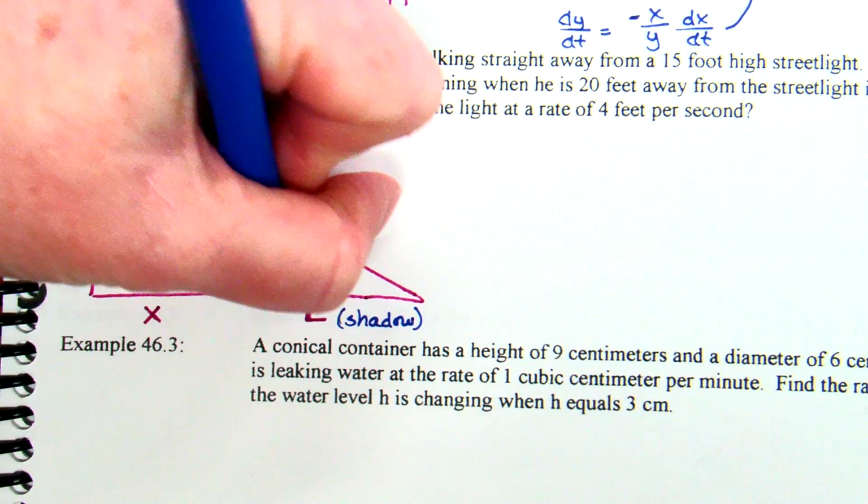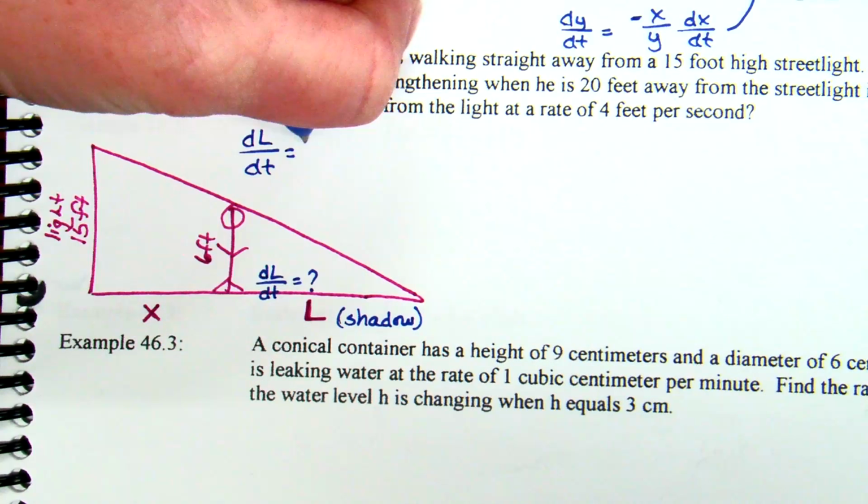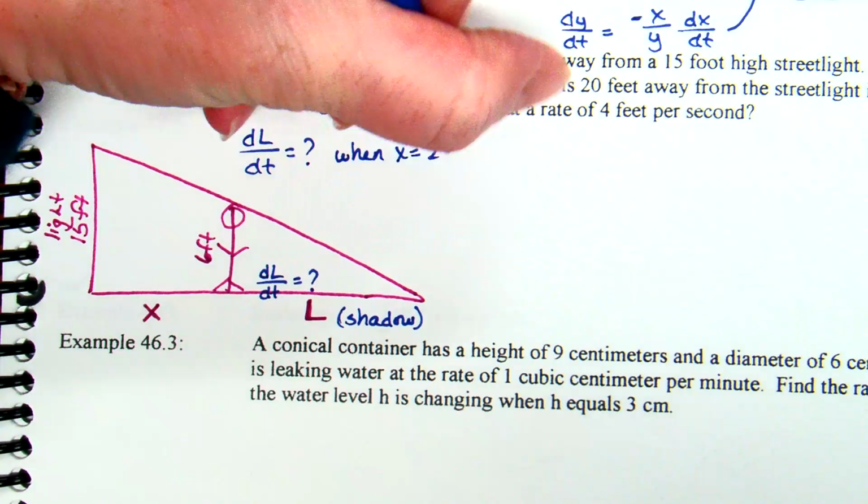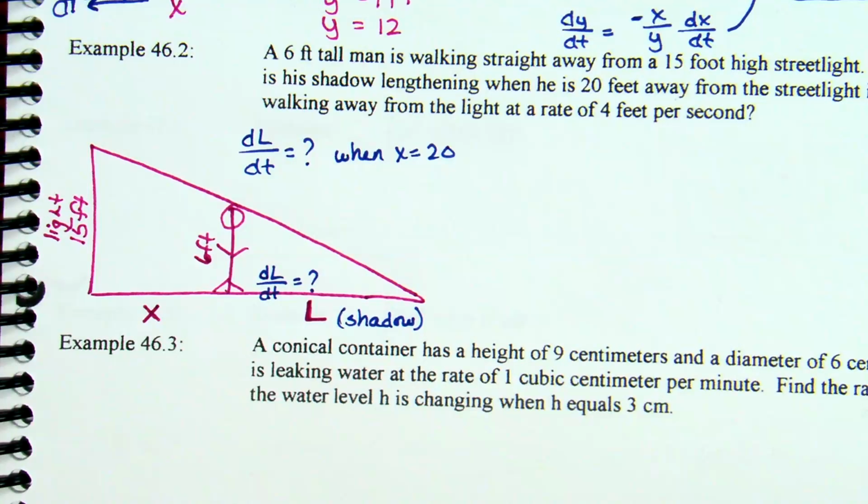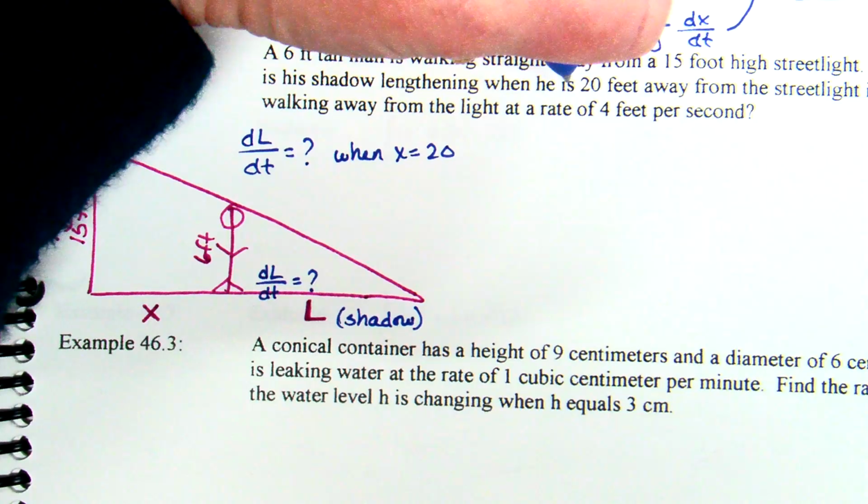when he is 20 feet away from the street light. So we're trying to find dL/dt when what is 20? When x is 20, because we want to know when he's 20 feet away from the street light. Now, notice, am I putting that 20 into the figure? No. We do that at the end. When they give you that something is a certain number, don't put it in till the end. So that will be when x is 20 later on.